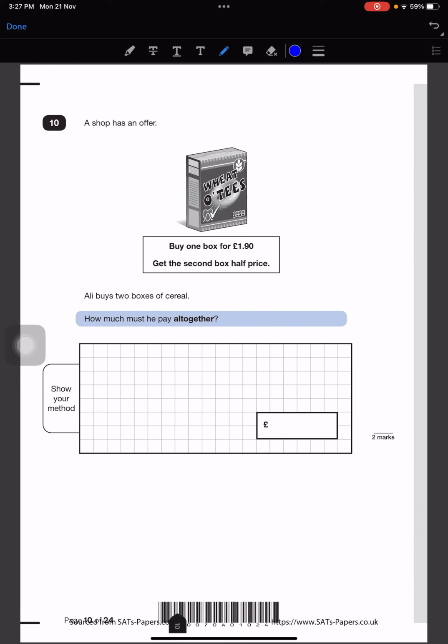Next. A shop has an offer. Buy 1 box for 1.90, get the second box half price. Ali buys 2 boxes of cereal. How much does he pay altogether? Okay. So he will still have to pay one whole price, like 1.90. He'll still have to pay for 1 box, but the other box is half price. So we're going to divide this first by 2, so we get the half price.